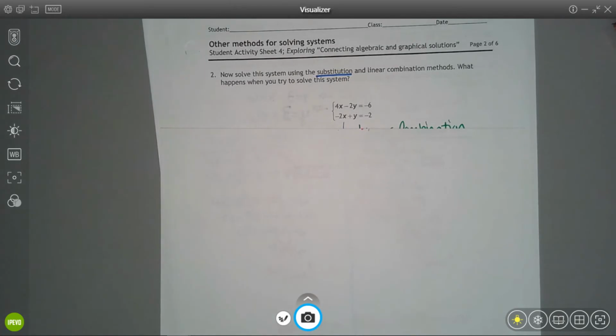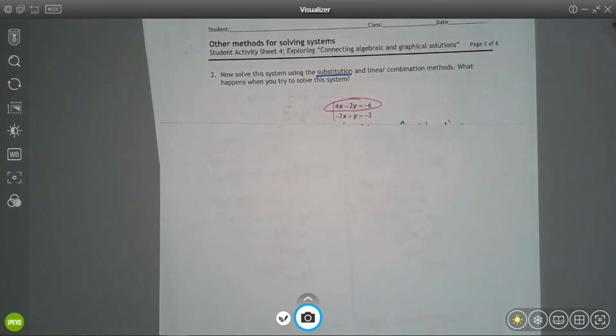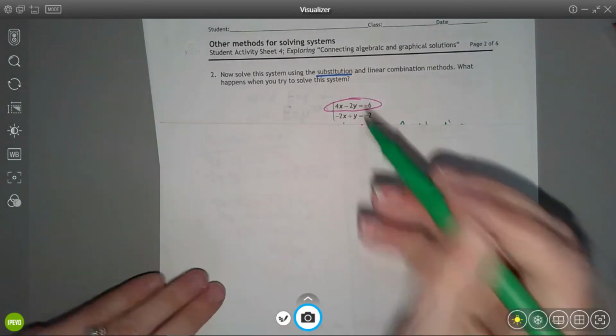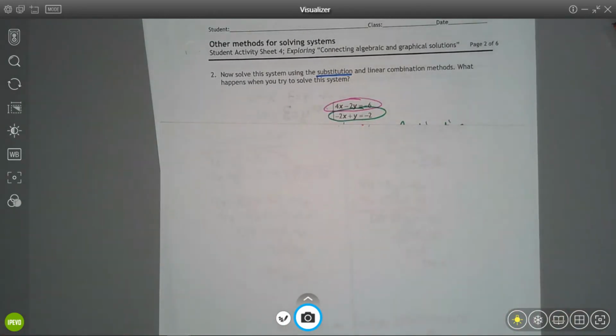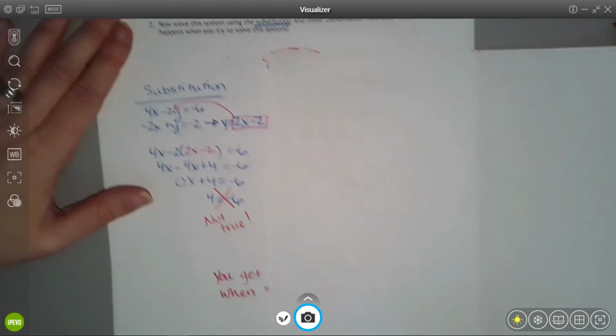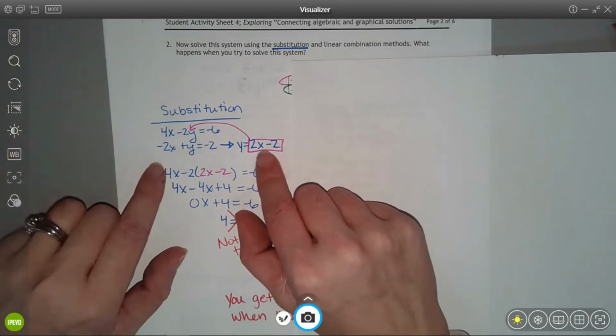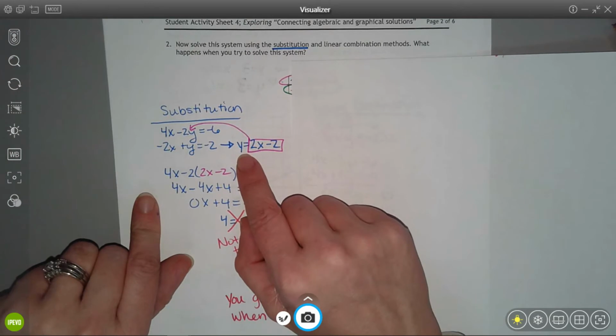These are the same problems that were on the previous page. This top one was our pink line, and that bottom one was our green line. Okay, just so you guys can see that. So I'm going to solve this first by substitution. Okay, I took those equations. Remember, step one is to isolate one of the variables. Well, I went ahead and did that.